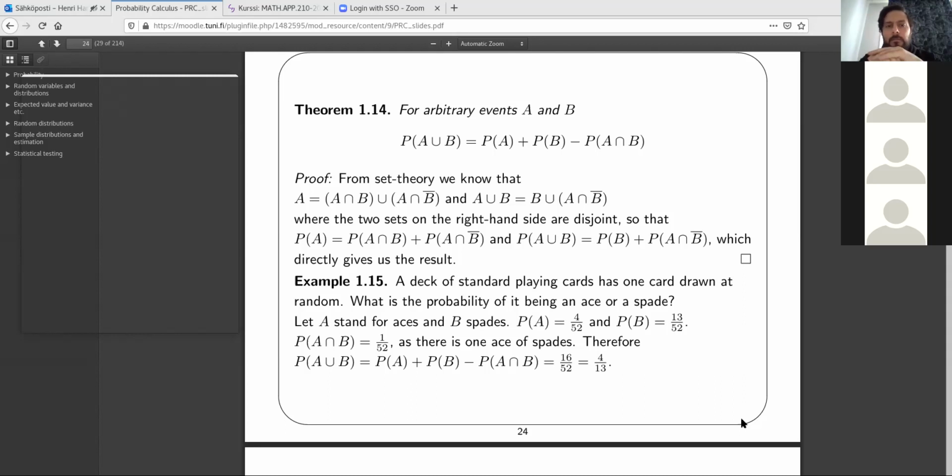4 over 6. This follows directly from the set theory, and we can express A, any event or any set, as a disjoint union of those members of A that belong to B.